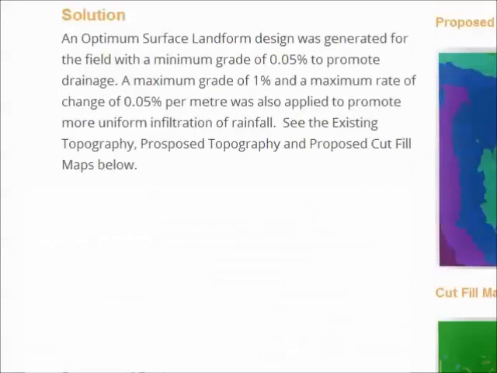So what's the solution? We do an OptiSurface four-way design with a minimum grade of 0.5% to promote surface drainage, and then we set a maximum grade of 1% and a maximum rate of change of 0.05% per metre to promote more uniform infiltration of rainfall.